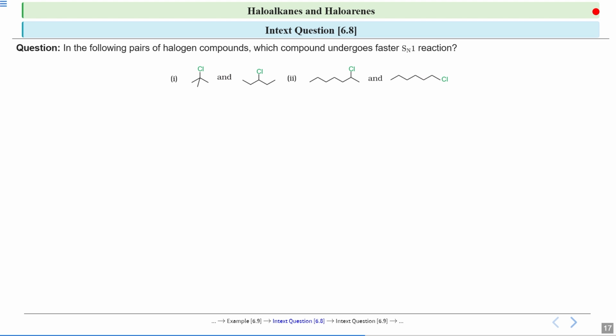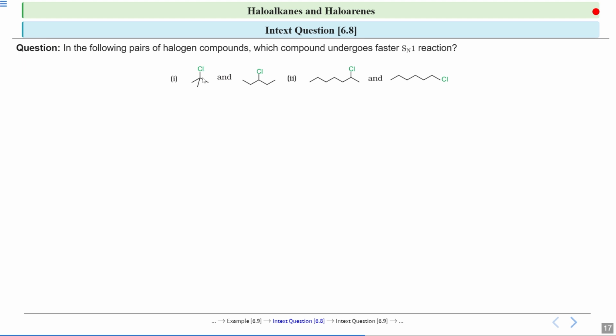Okay, let's solve our in-text question 6.8. The question is, in the following pairs of halogen compounds, which compound undergoes the faster SN1 reaction? So we have first part, second part. We have pairs. The first part has one pair where the first compound is a tertiary halide, or you can say a tertiary alkyl halide.